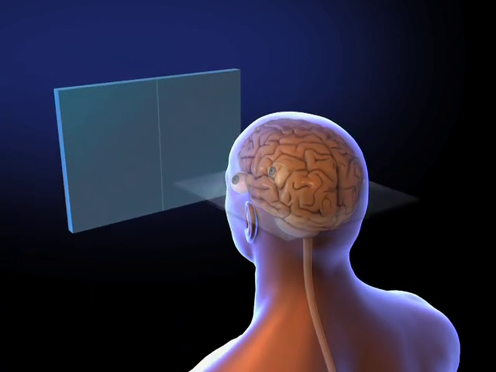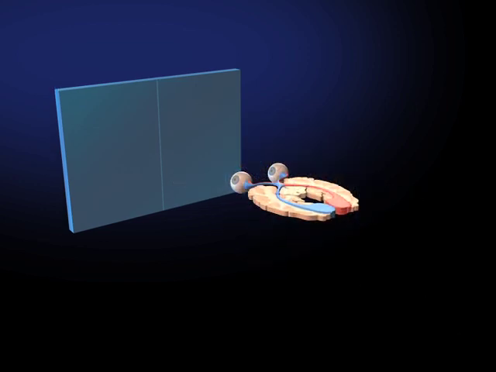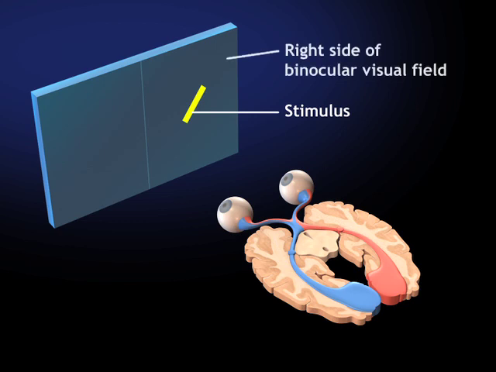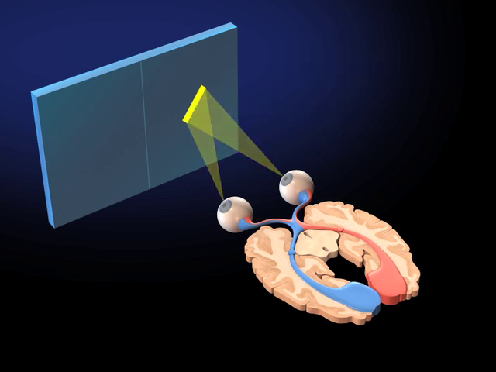This is what you would see if you could look inside your eyes and brain as they respond to a visual stimulus. The stimulus appears on the right side of the binocular visual field. It is detected by retinal neurons in both eyes.